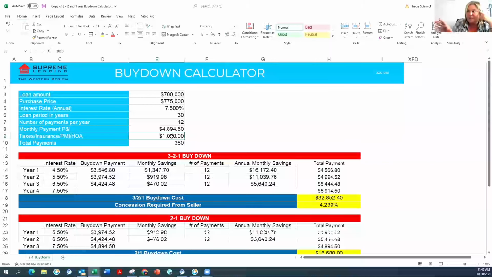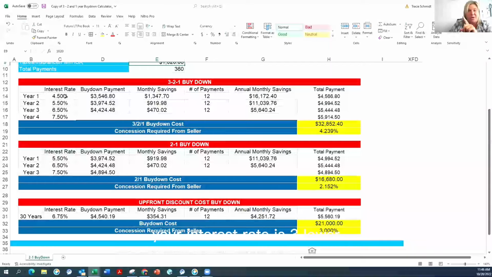First we have the 3-2-1 buy down program. The cool thing about this program is that in year one, your interest rate is 3% lower than market, the rate you locked in as of today, let's say. Year two, it's 2% lower, and year three, it's 1% lower. So you're getting a lower interest rate than what you locked in at. Here's the new principal and interest payment. This is only principal and interest. It's going to calculate the monthly savings and then the annual savings.